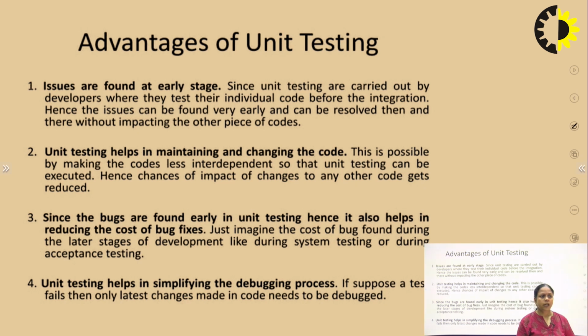Advantages of unit testing. First, issues are found at an early stage. Second, unit testing helps in maintaining and changing the code, since bugs are found early, and it also helps reduce the cost of bug fixing. Unit testing helps simplify the debugging process, because we check all the pieces of code properly. So the cost of the system will be reduced, because we find the errors early. If we don't find errors at an early stage, then it will be more costly to rectify them. So these are the main advantages of unit testing.